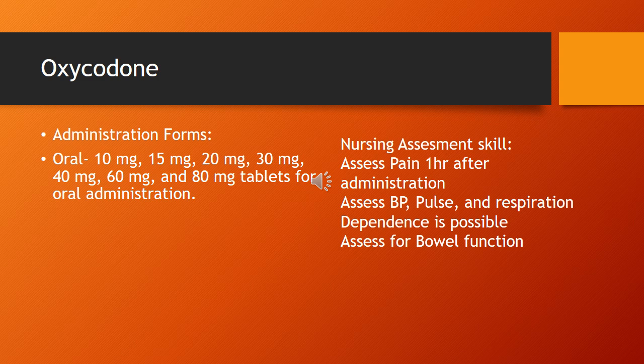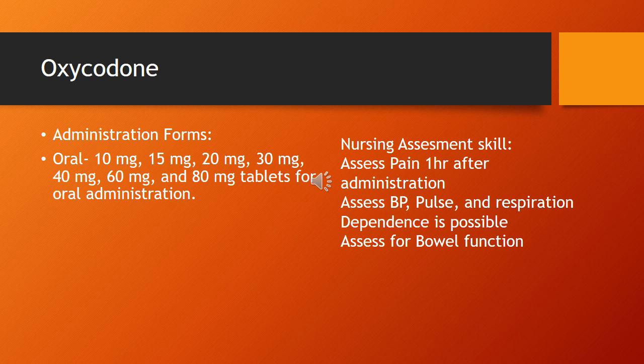Still speaking about oxycodone, and here we're going to take a look at how it is administered, and then also we'll look at a few things in terms of nursing assessments. So it is an oral medication. It comes in several different dosages, but typically 10, 15, 20, 30, 40, 60, and even up to 80 milligram tablets. And again, that's for oral administration, so the patients will be taking this medication orally.